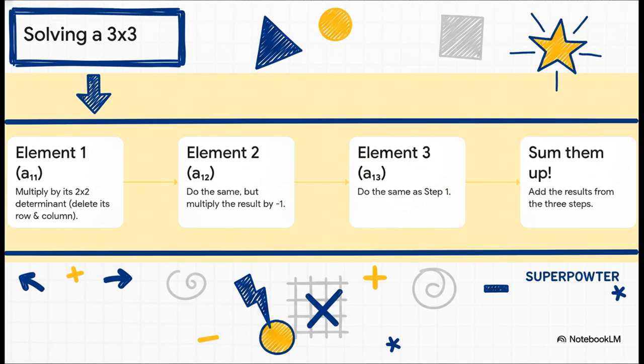It looks complicated, I know, but it's just a simple pattern. It's easier than learning a new Instagram reel dance, I promise you. So you pick an element from the first row, you cover up its row and column, and you multiply it by the little 2x2 determinant that's left. You do this for all 3 elements, but just remember the pattern of signs. It's always plus, minus, plus. So that middle term, it's going to be subtracted. Finally, you just add up the 3 results. That's all there is to it.